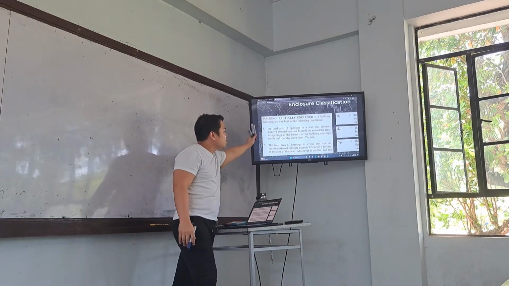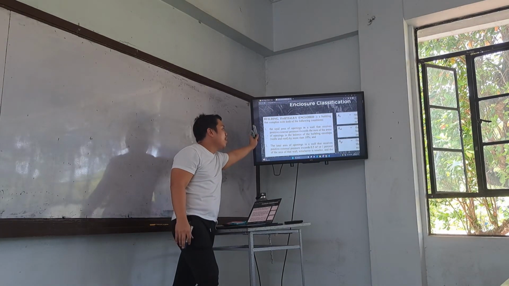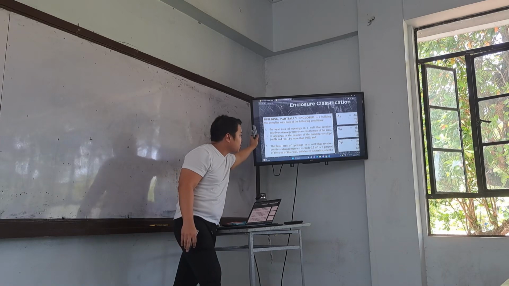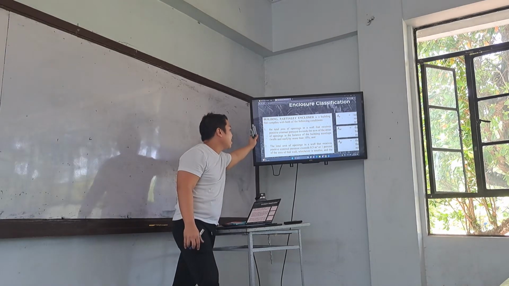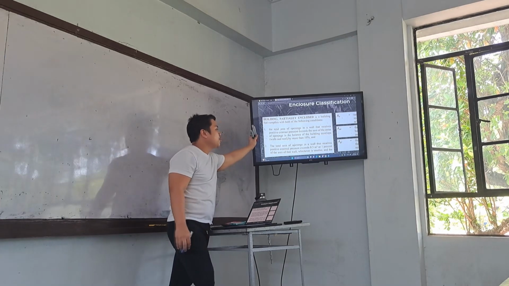So for condition 2, the total area of openings in a wall that receives positive external pressure exceeds 0.5 square meter or 1% of the area of that wall, whichever is smaller.